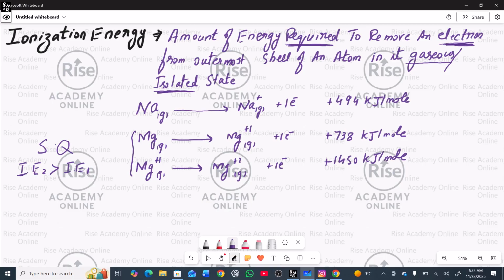In the last lecture, we discussed that when a positive ion is formed, it is smaller in size than its parent atom. That magnesium positive ion is smaller in size. So more energy is required to remove the next electron because the hold of the nucleus on the remaining electrons increases. So second ionization energy is greater than first ionization energy. So these are the examples and a related short question.